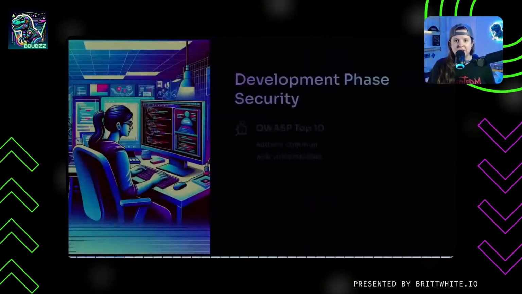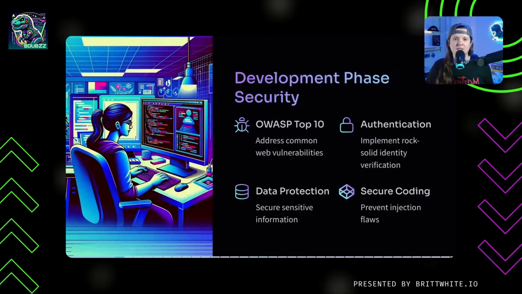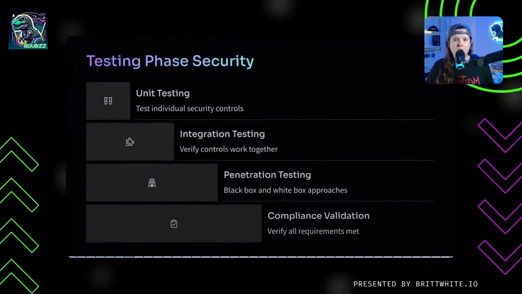Then we move into development. This is the coding phase. This is where we put our OWASP Top 10 knowledge to work. We're preventing injection flaws like those nasty SQL injections, implementing rock-solid authentication, and making absolutely sure that our sensitive data stays secure.